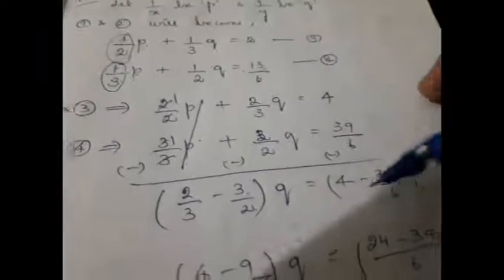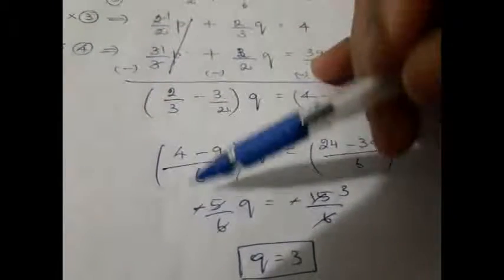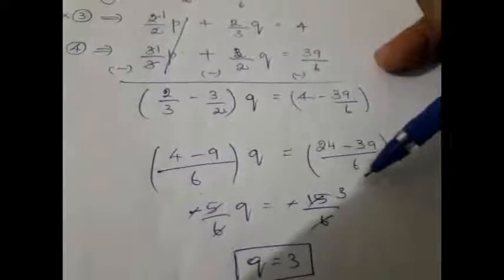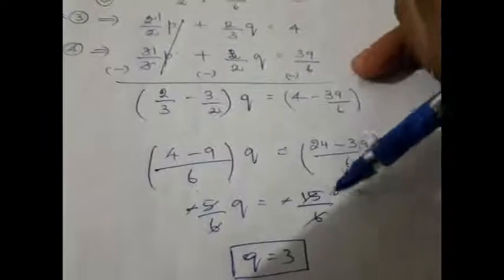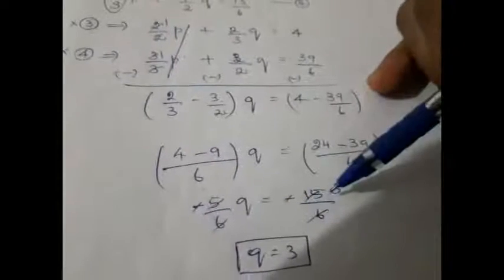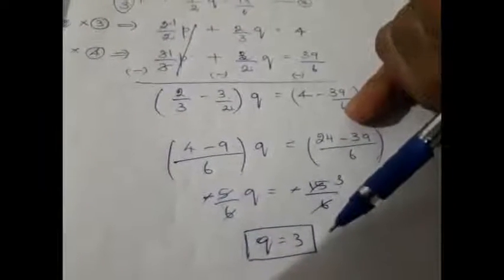And here 2 by 3 minus 3 by 2 into Q, which is equals to 4 minus 39 by 6. Then subtract it by taking LCM. You know how to take LCM, right? Here 6 is the LCM. So 2 2s are 4 minus 3 3s are 9. Here 6 is the LCM. So 6 4s are 24 minus 39. 4 minus 9 is minus 5 by 6 into Q. And here minus 15 by 6. So minus minus will get cancelled. And simplify it, 6 common denominator, or else bring this 5 by 6 to the other side and then simplify it. So we arrived at the value of Q as 3.